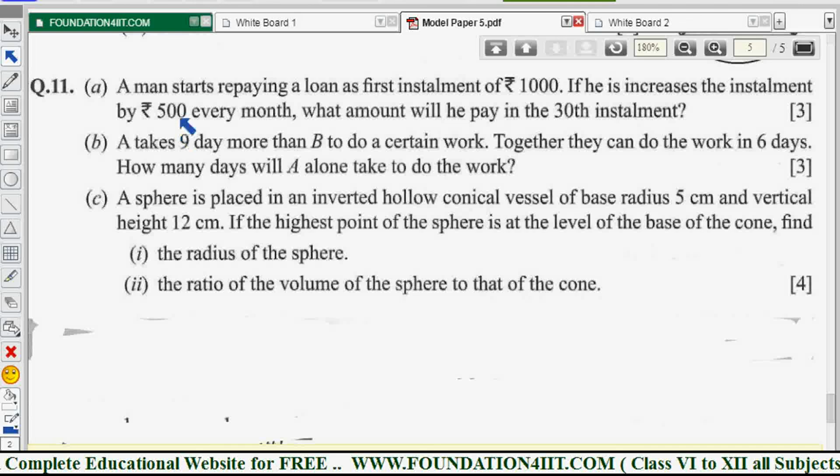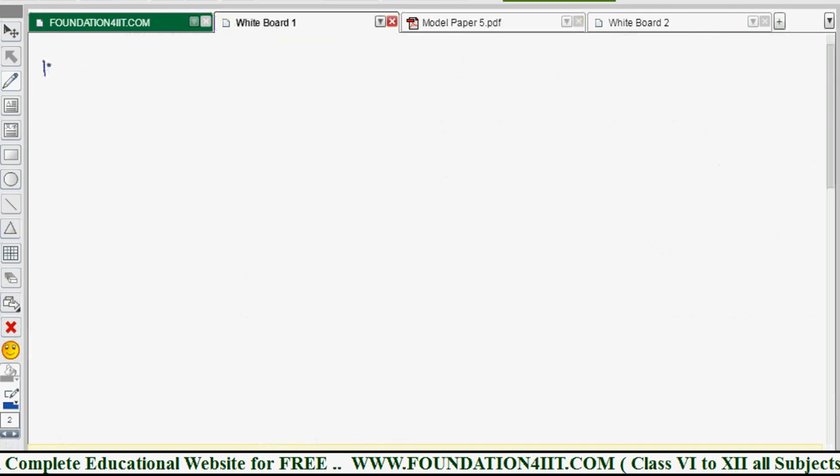So this is the A value and this is the difference. For the 38th installment, that means A38 we need to find out. So it's a simple question. We take the given data. According to the question, the man starts repaying the loan with a first installment of 1000. So this is in arithmetic progression. A is equal to rupees 1000, and it is increasing every month. There is a common difference, rupees 500, right? These are the two data. And we need to find the 38th term of the AP, because the 38th installment you need to find out.